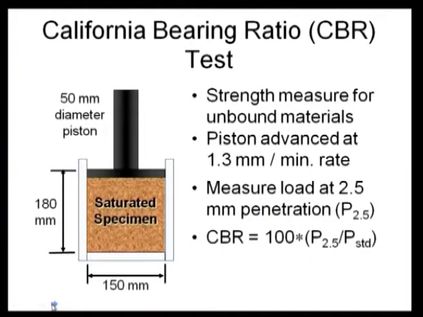California bearing ratio test. Now strength measure for unbound material. Piston advance at 1.3 mm per minute rate, measured load at 2.5 mm penetration. Means whatever load it is coming, it measures at every 2.5 mm penetration. So CBR is equal to 100 into P 2.5, means how much pressure is coming at 2.5 mm, by P STD.